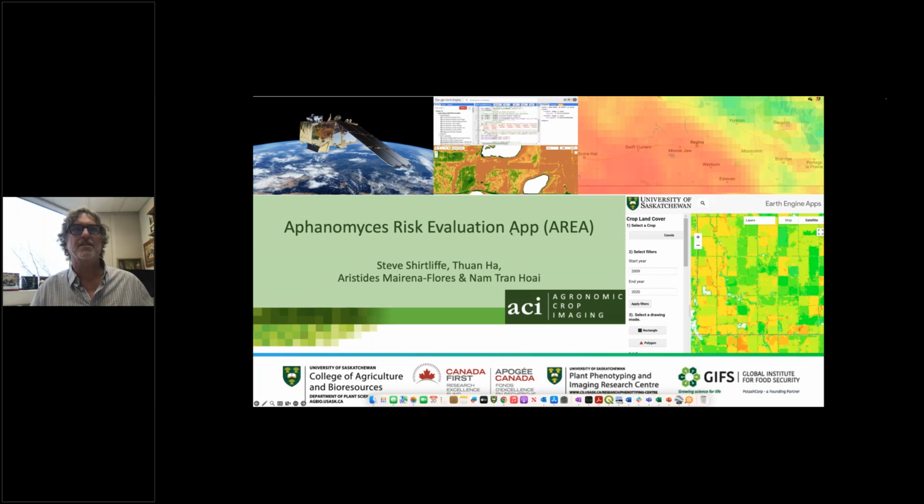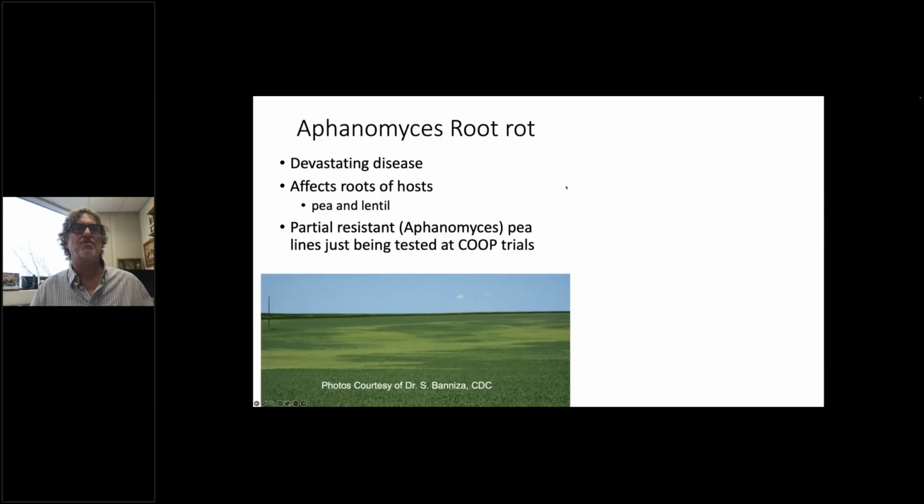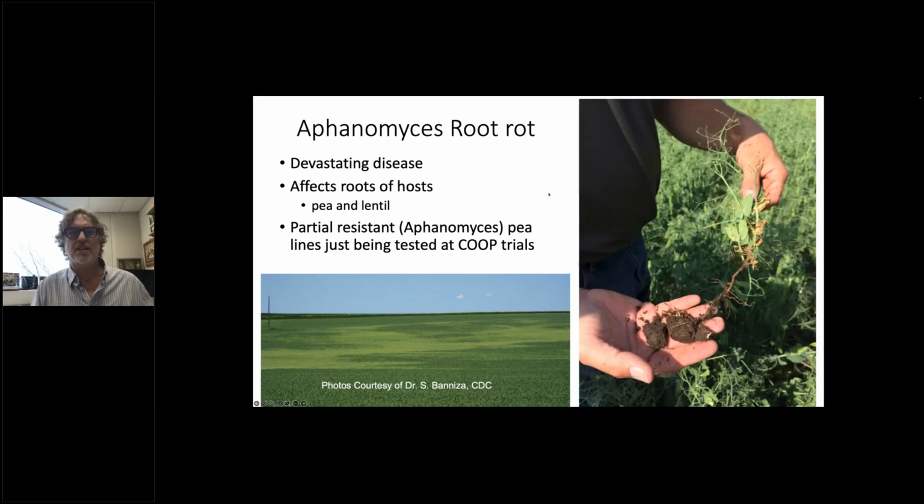And let's advance here. So Aphanomyces root rot. I think everybody who's here probably knows this is a devastating disease, especially in peas. It's been a huge problem. It gets in the roots and infects the plant, and it essentially kills off the roots. You get that very thin brown root, and lentil can also be a host as well.